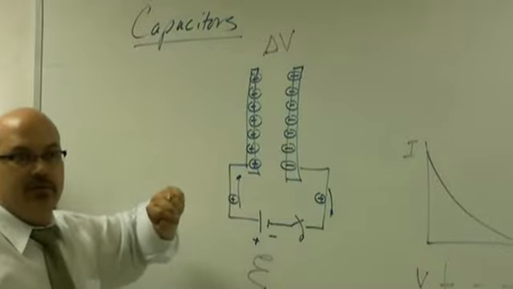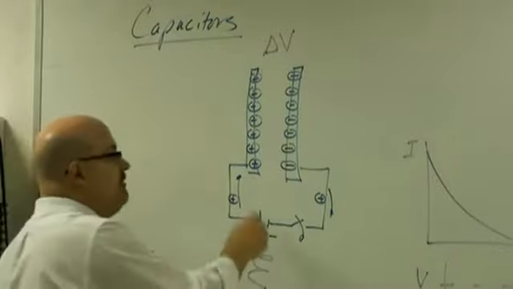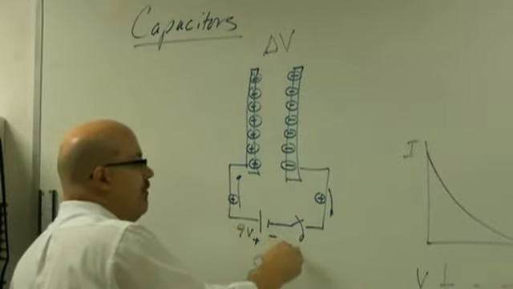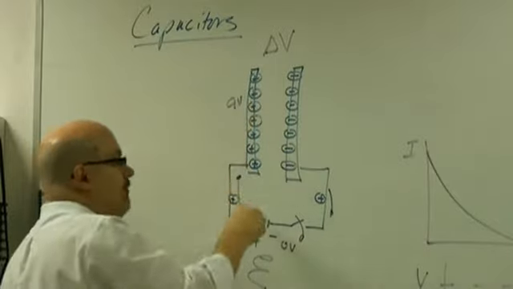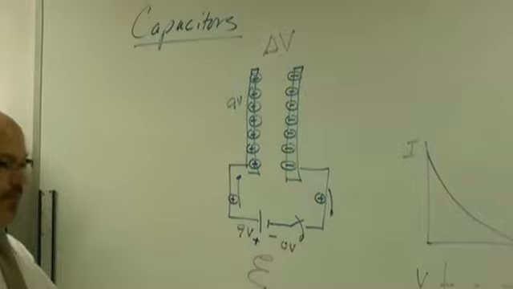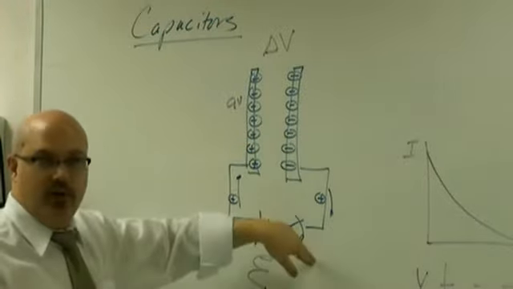But if the potential difference is existent because it's a battery, but eventually, if this is 9 volts on this side and 0 volts on this side, when this reaches 9 volts, it can't shove any more on. It has to quit, all right? It has to stop. And once this reaches 0, no more can flow this way.